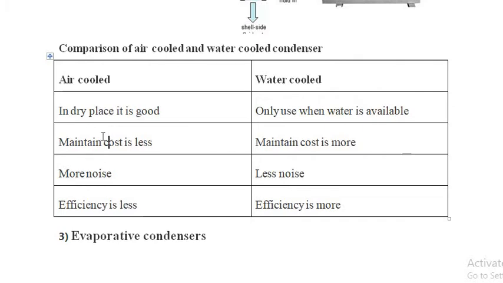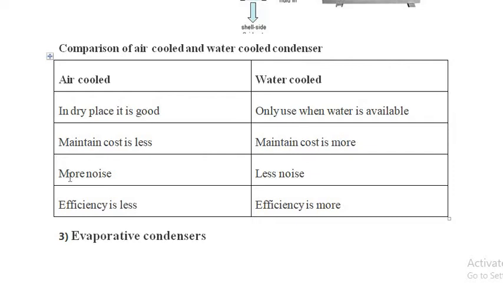Okay, for the air-cooled condenser the maintenance cost is less because no water flows through this condenser. But in the water condenser, the water flows on the tube which is to be cooled, so due to the water, corrosion, erosion, or some algae may be found on the pipes where the liquid flows. So the maintenance cost for this condenser is more.